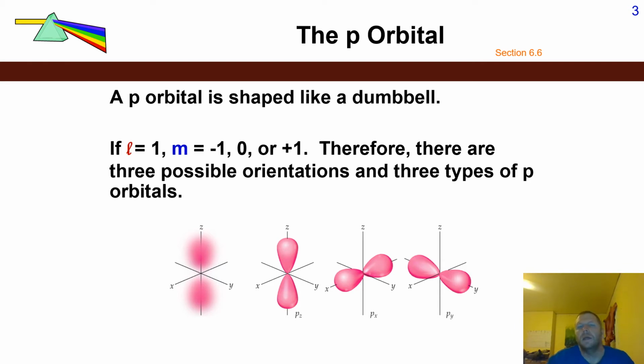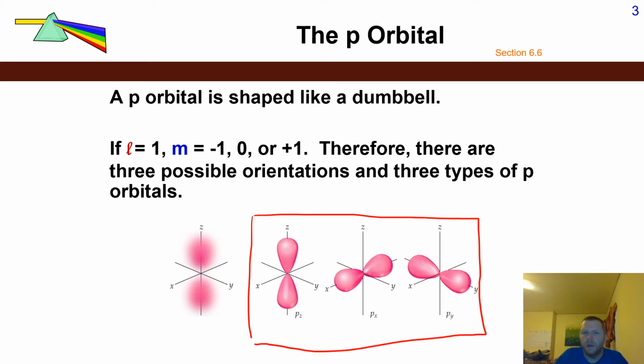And the dumbbell emerges whenever your L value is equal to 1. So what does that mean for your m value? m has a total of 3 different values. It could be -1, 0, or +1. Okay, so now let's look at this dumbbell shape.